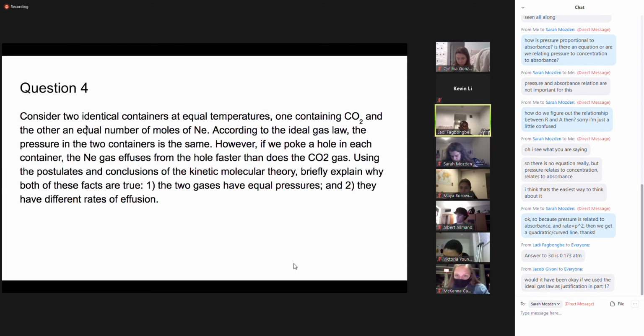It's like if I throw a tennis ball versus a bowling ball. The tennis ball is going to hit more frequently, but the bowling ball is going to hurt more. So therefore, on average, the frequency and forces of collisions cancel out to where their pressures are going to be the same. Okay, so that's for the first part, but for the second question, they have different rates of effusion. Does someone want to raise their hand and explain that one?